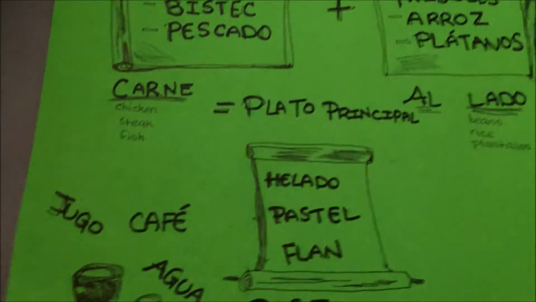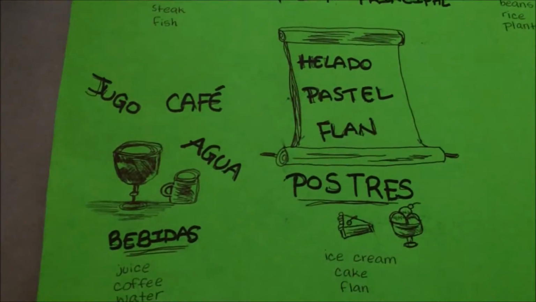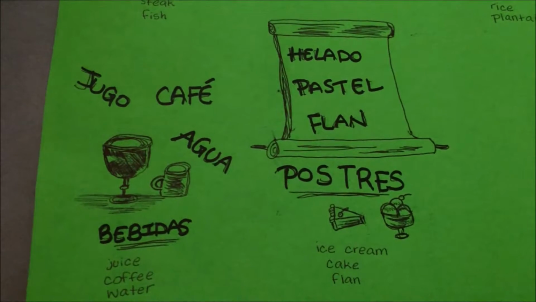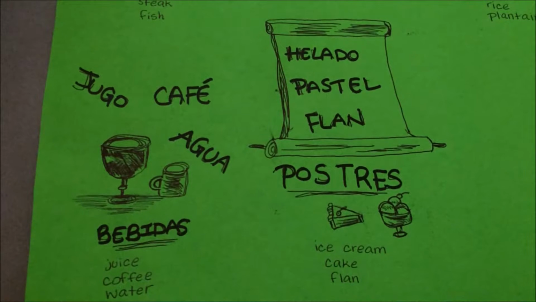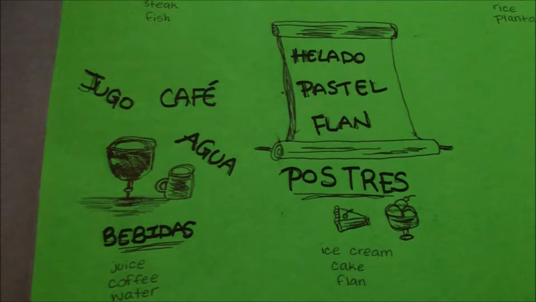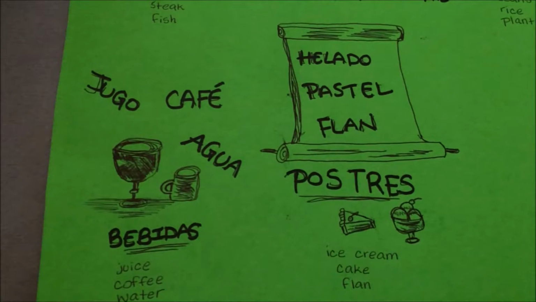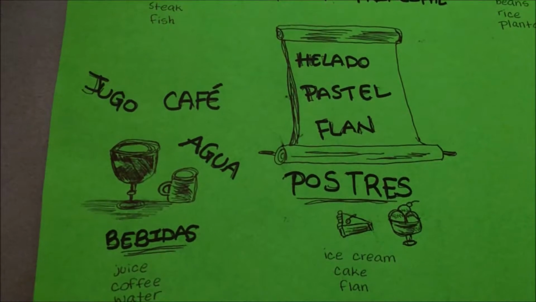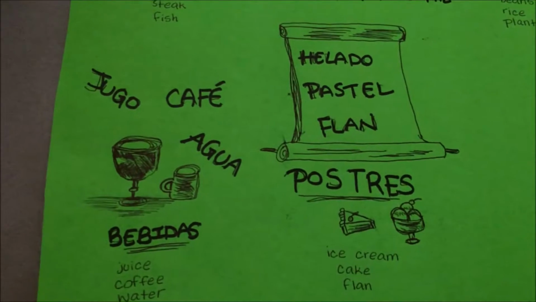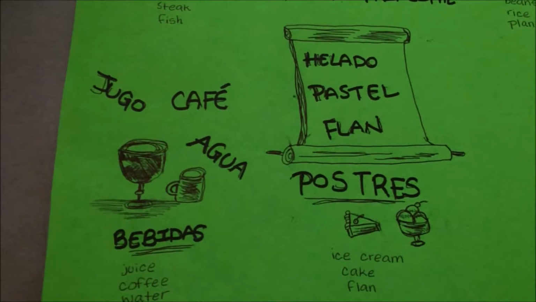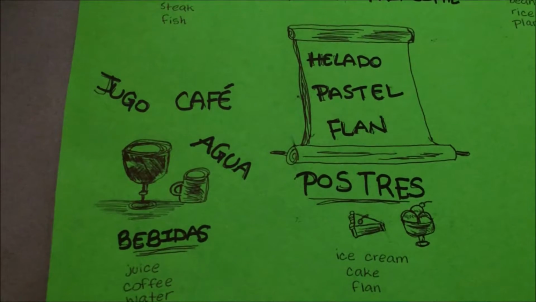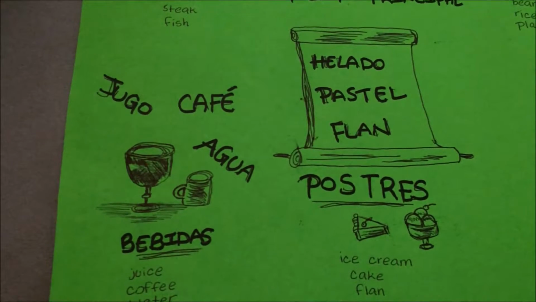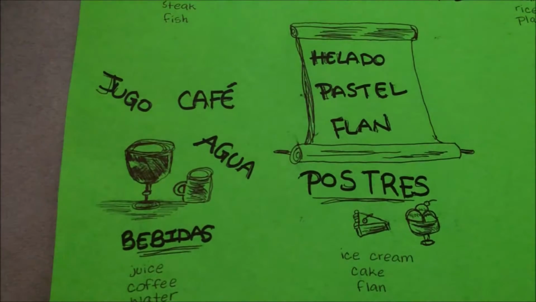Next, we're going to go to the postres, the desserts, as well as the bebidas. For postres, we have helado, ice cream, pastel, cake, and flan, a traditional dessert that's used in many Latin American countries as well as Spain. And then lastly, we have our bebidas. These are your drinks. We have jugo, juice, café for coffee, and then we have agua for water.